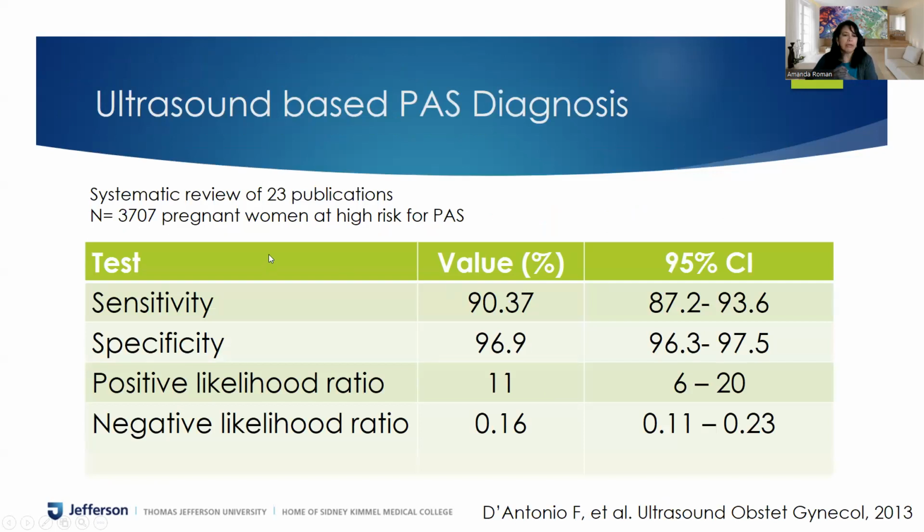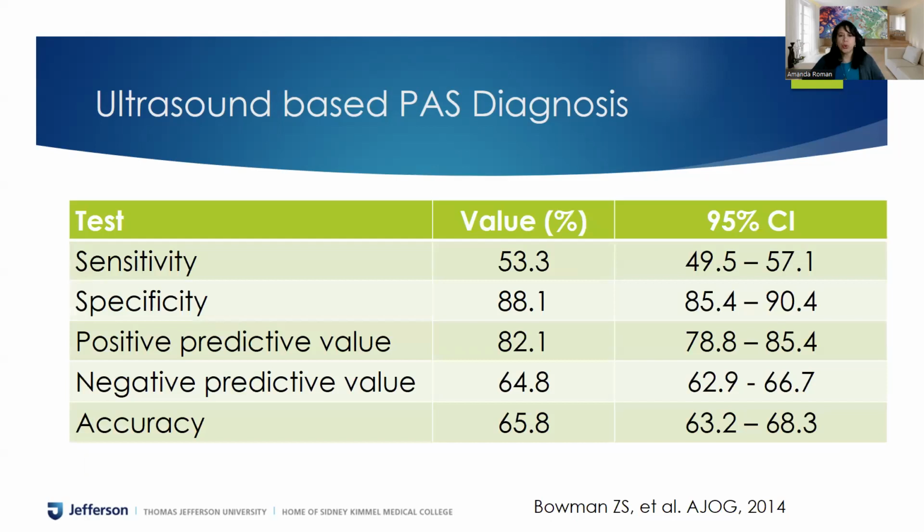This study reviews 23 publications of centers that are accreta centers for diagnosis, and they show a very high sensitivity and specificity and a positive likelihood ratio. But these are accreta centers with people who do this diagnosis frequently: sonographers, great equipment, MFMs reading ultrasounds. If you go to another center that is not trained in the accreta spectrum, the sensitivity and specificity immediately drop, and therefore you need experience in the diagnosis of placenta accreta spectrum.